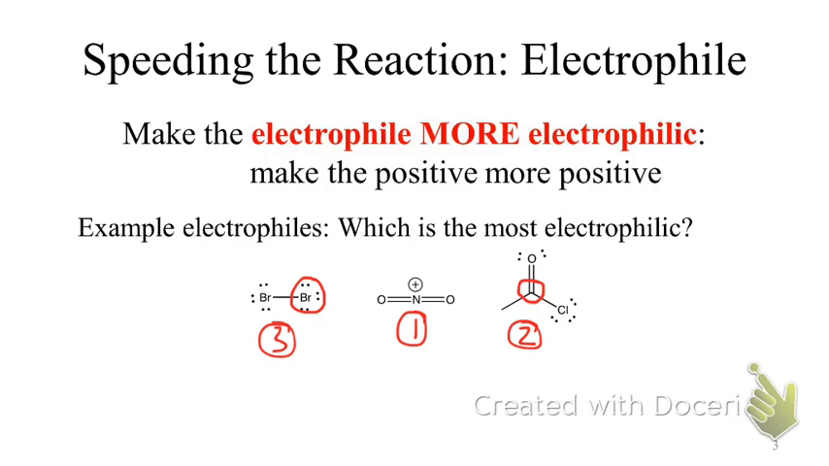Okay? If I want to make these react faster, we won't look at the middle one because that one's already positive. Let's look at the outer two. If I want to make them become more electrophilic, I need to establish a stronger positive charge on each of these. Okay, so there's 2 common catalysts we can add. One of them is iron tribromide. What can you tell me about the iron in iron tribromide? What's the difference in electronegativity between iron and bromine?